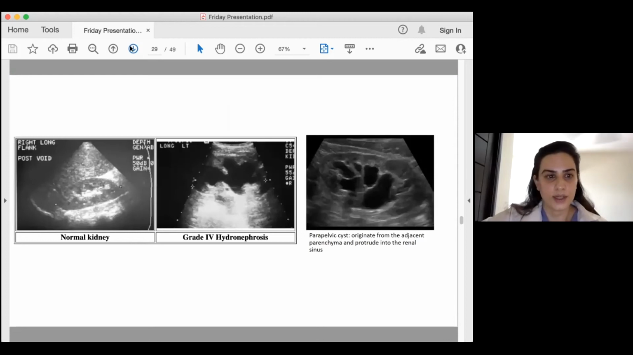Okay, and just here we see in terms of the ultrasound, we can see that in a cyst, the cyst originates from the adjacent parenchyma and protrudes into the renal sinus. You can see that it has this sort of interruption of the parenchyma. It's not one amorphous blob of liquid as you would see it here. So you can see that it's sort of separated. And so that can also help us in our differential diagnoses.